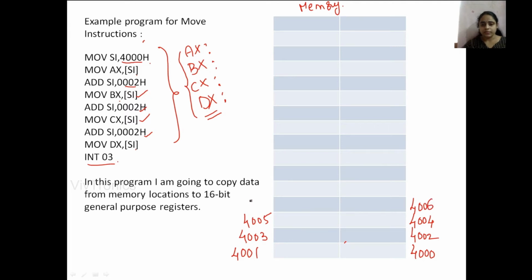4006, 4007, 4008, 4009, like that. Okay, so the memory locations will be like this. After that we don't need them, that's why I have not represented them. So now I am going to give data here. I am going to embed data here.